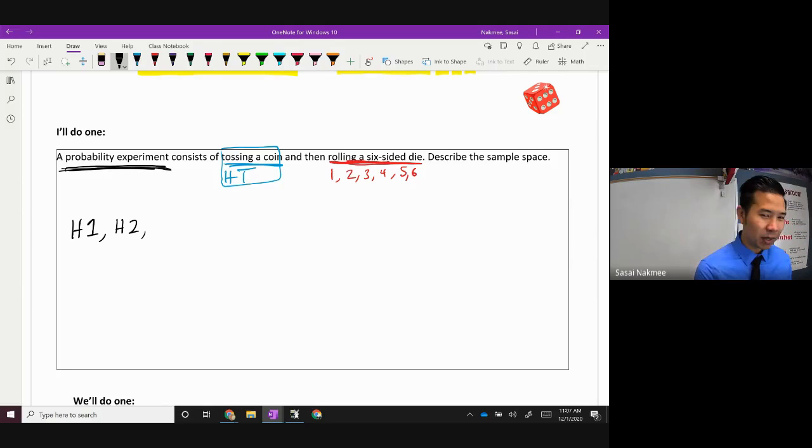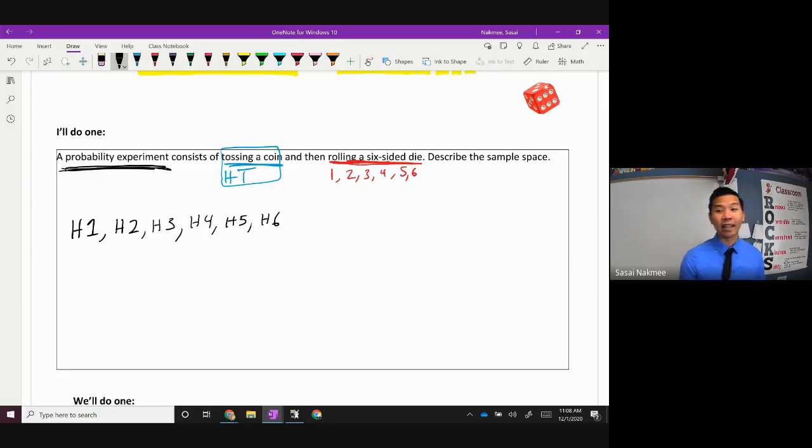You ready? You see what I'm trying to do here? What's the next possible outcome? You flip a coin, you get heads, and you roll the die and you get 3. That's another possibility. Yeah, you're already catching on. It will be H3, H4, H5, and H6. That's one possible combination for getting heads, right?